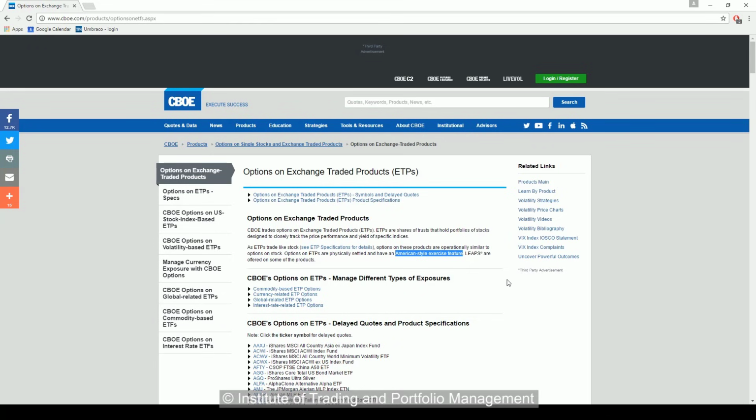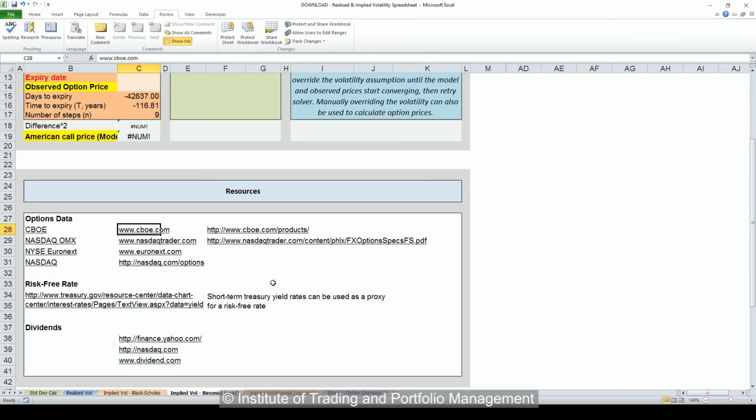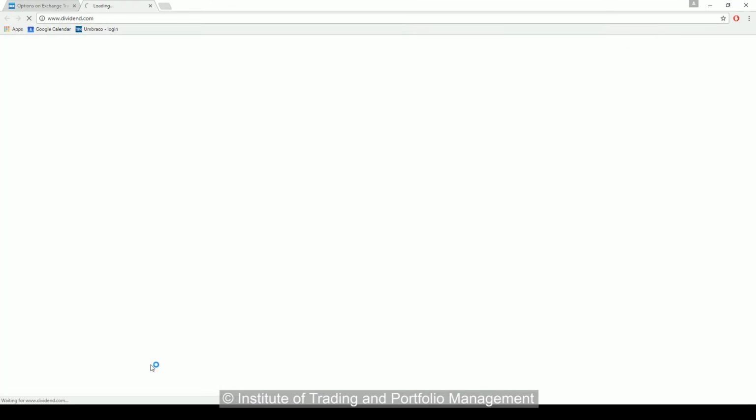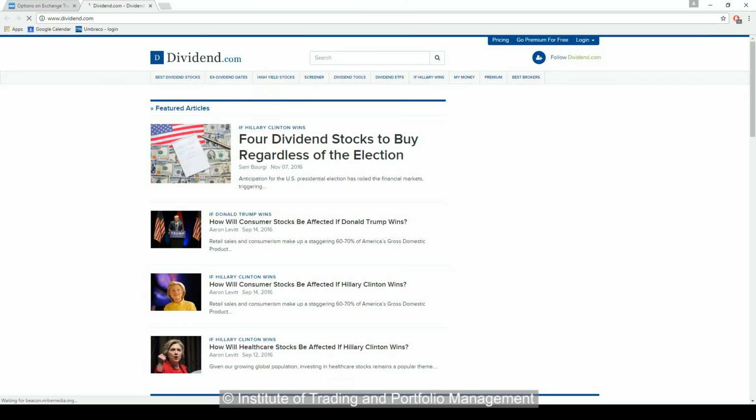So the next question is, does the underlying actually pay dividends? To find that out, all you have to do is go down to the resources section, and you can find dividend.com. You click on that, and you just search for the ticker that you're interested in. So in this case, it will be SPY.